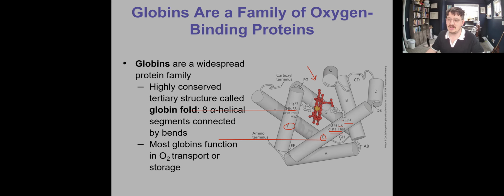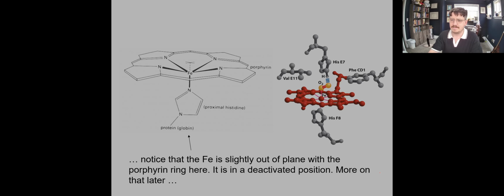And it actually acts kind of like a door, this distal one, that controls access to the front, which is where the interaction with oxygen or carbon monoxide happens. And we're going to look at that in a moment. But all the globins, they kind of look like this. This is their common tertiary structure.